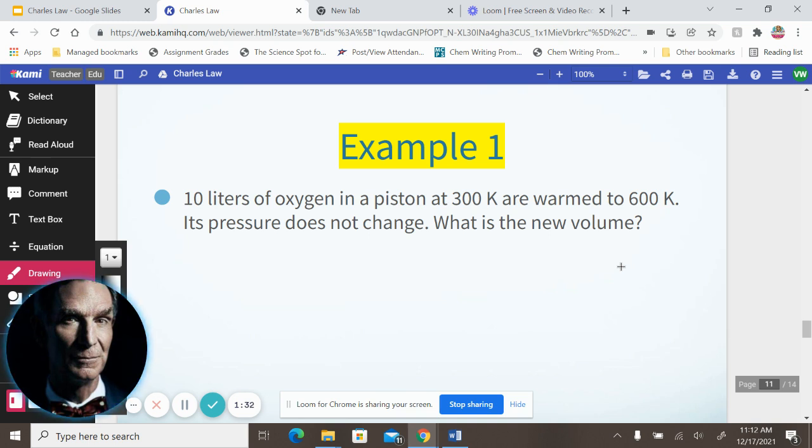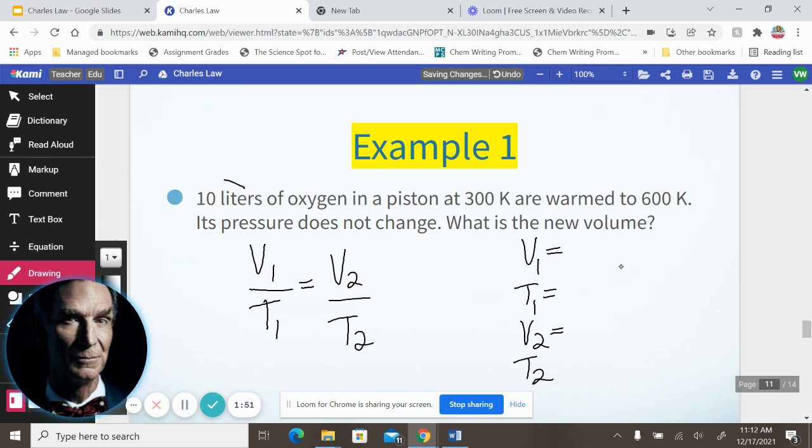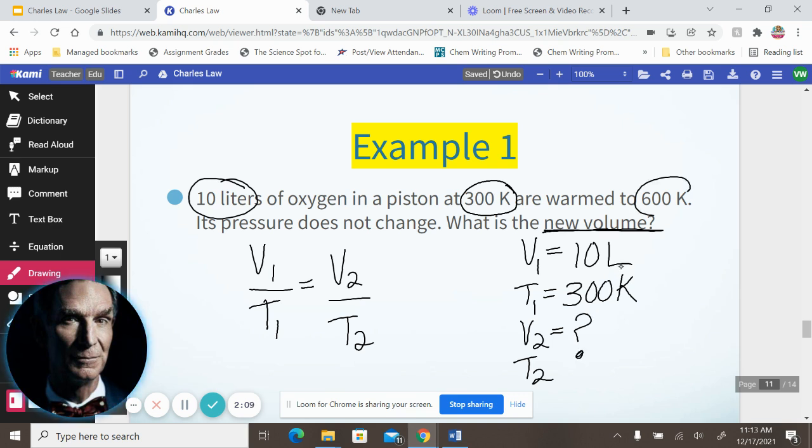Okay, so again, we're using our new formula, V1 over T1 equals V2 over T2. So let's identify our variables and then we'll plug in. Our initial volume V1 is going to be 10 liters. Our initial temperature T1 is 300 K, so it's already in Kelvin, so you don't have to convert. Our V2 is what we're solving for, and our T2 is 600 Kelvin.